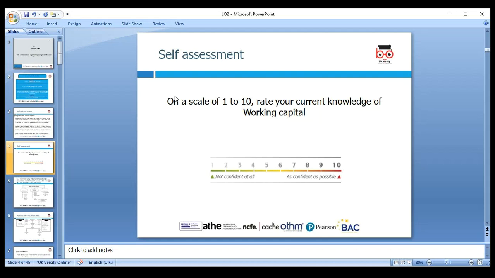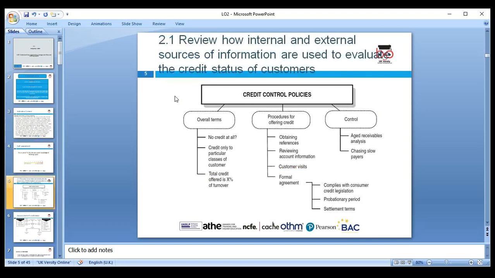It is always good, when we start any activity, to rate yourself from 1 to 10. How much do we know about working capital? Do we know what is meant by working capital? On a scale of 1 to 10, what do you think your current knowledge is? Nine. Okay, good. Next we'll go through 2.1 first.